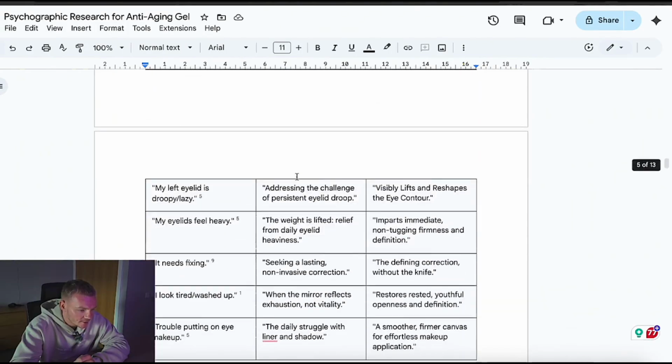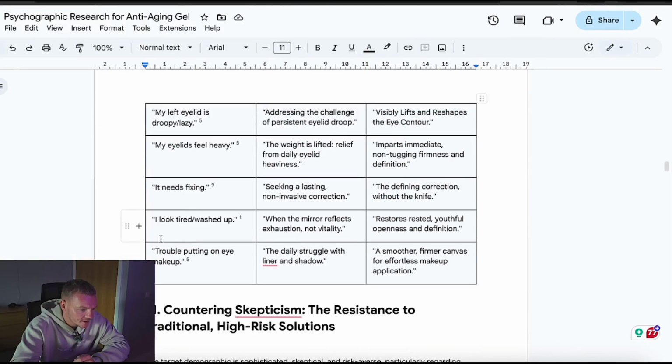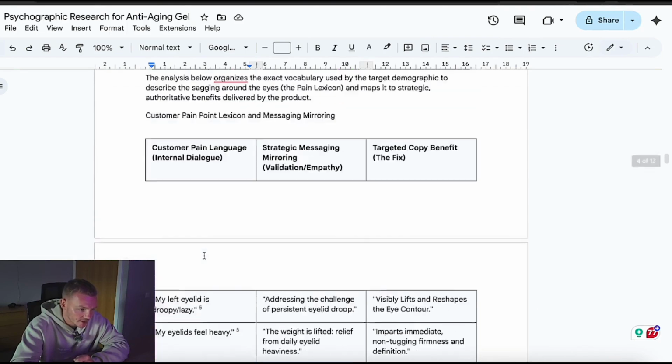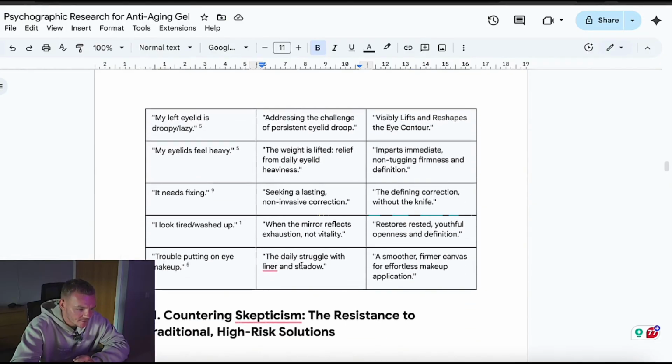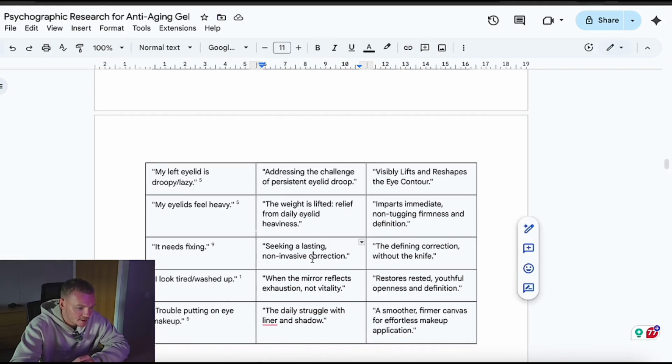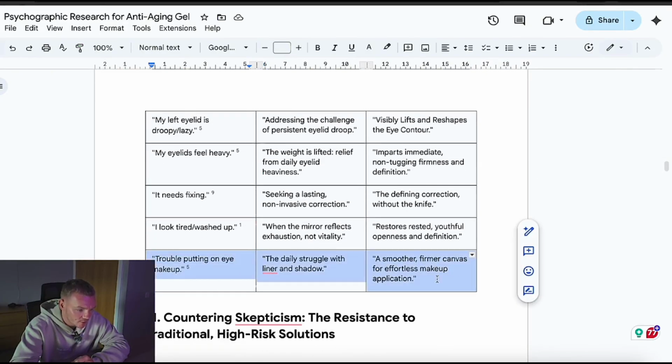Customer vocabulary. Right now we're getting: my left eyelid is drooping, lazy, my eyelids feel heavy, it needs fixing, I look tired and washed up, trouble putting on makeup. That's a good one. That's a really good angle that we could pull out there. Strategic messaging, so it's giving us the daily struggle with liner and eyeshadow. That again, that's a really good one. Seeking a lasting non-invasive correction. What else have we got? A smoother, firmer canvas for effortless makeup application. So this seems to be a really good angle, the makeup one.